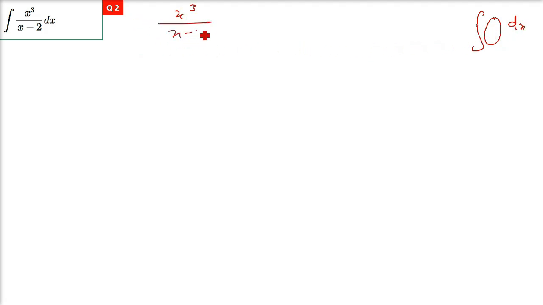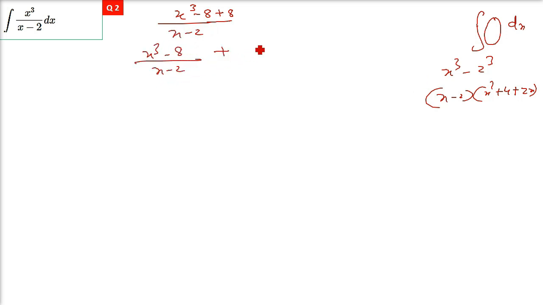So x cube by x minus 2, since we have x cube, we can use a formula. If we add and subtract negative 8 plus 8, we'll get 8 as 2 cube. So x cube minus 2 cube is x minus 2 times a square plus b square plus ab, that's the standard result, which you can call. So now let us write this x cube minus 8 and 8 separately.